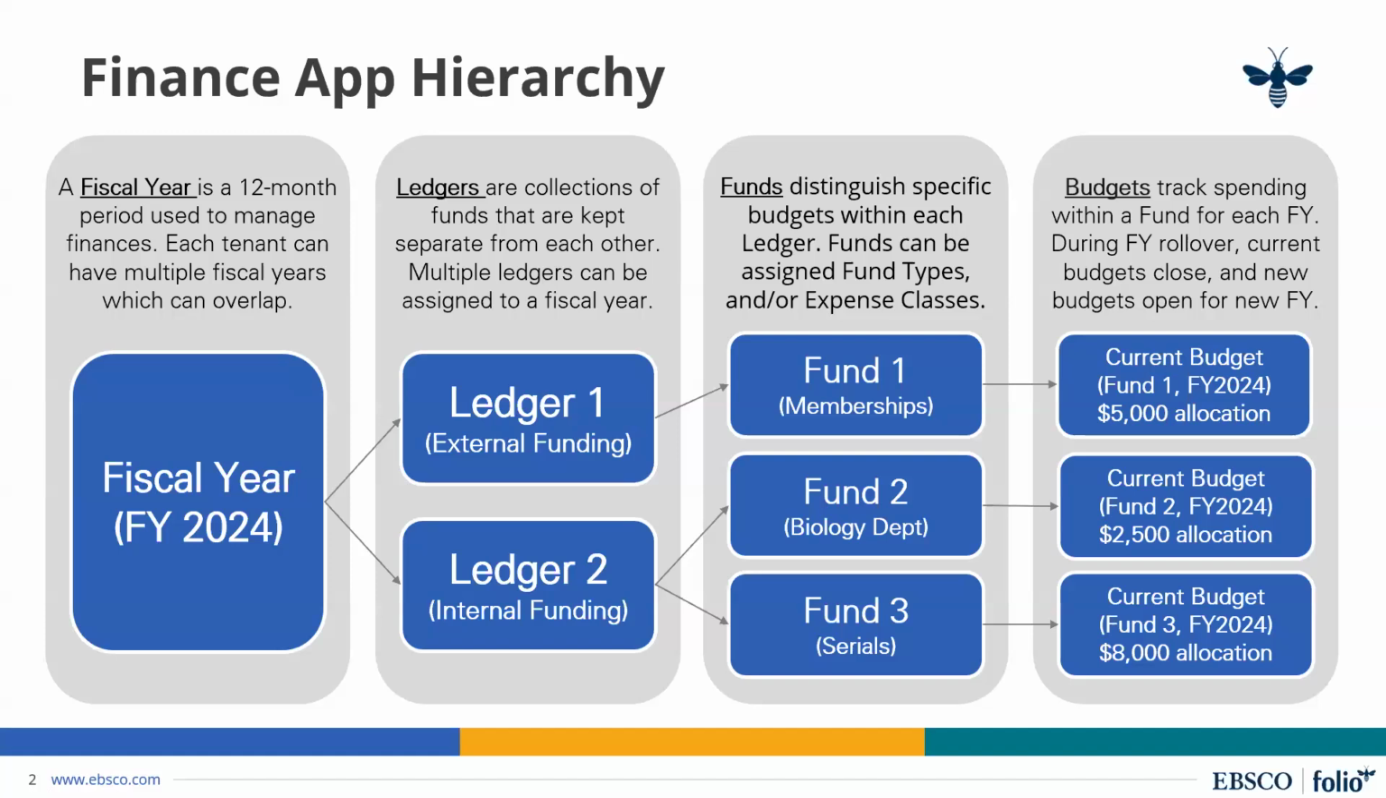As I went through some hierarchy structure when I was going through cataloging and introducing the inventory app in Folio, the Finance app also has a little bit of a hierarchy within the app itself. I wanted to go through this slide quickly with you to go through that app hierarchy. At the very top of the hierarchy is what we call a fiscal year, which is a 12-month period that you can use to manage your finances.